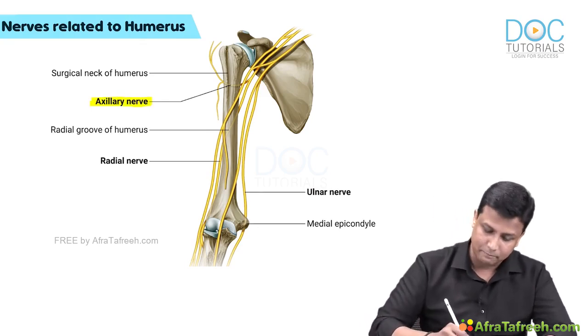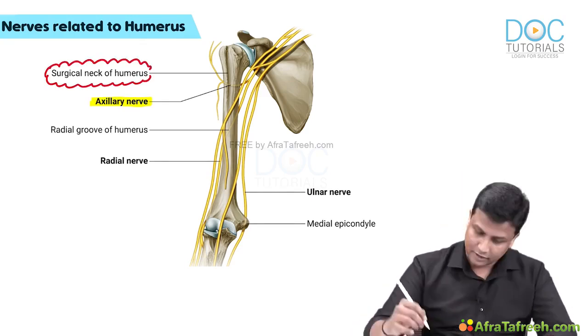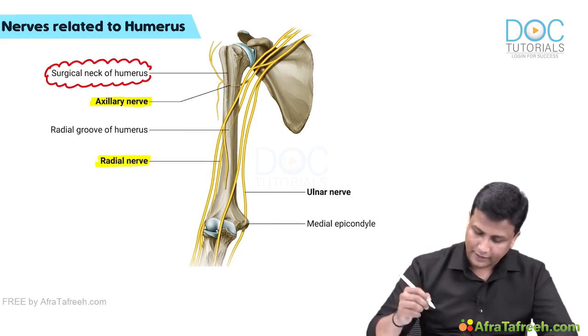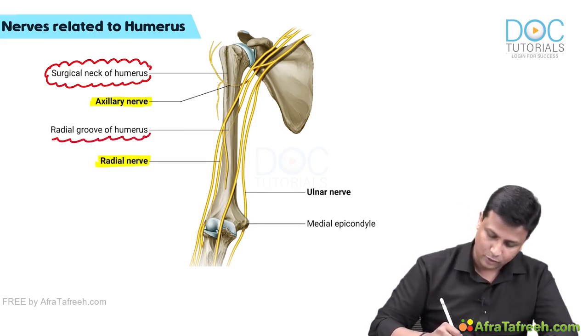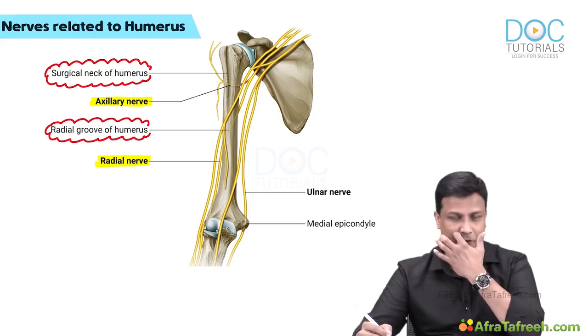It is going to pass behind the surgical neck of the humerus. Behind the surgical neck of the humerus, guys. Number two, you are able to appreciate in the diagram here, that's your radial nerve here. And radial nerve is the one which is going to pass in the radial groove or else the spiral groove, just behind the shaft of the humerus.